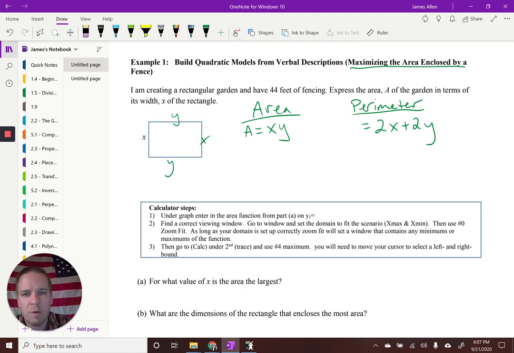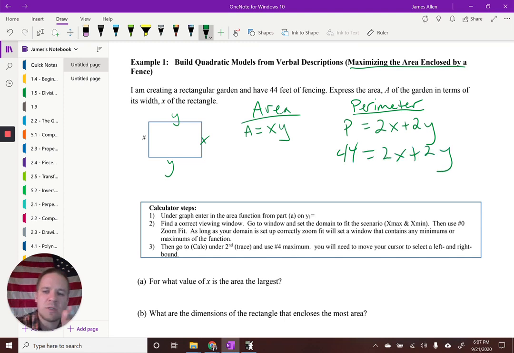Okay, and I actually know what that perimeter is. It's 44, isn't it? So that's pretty cool. Maybe I'll actually keep the P there for now, and then I'll rewrite it. So 44 equals 2x plus 2y. And I'm going to use these two equations together to figure some things out.